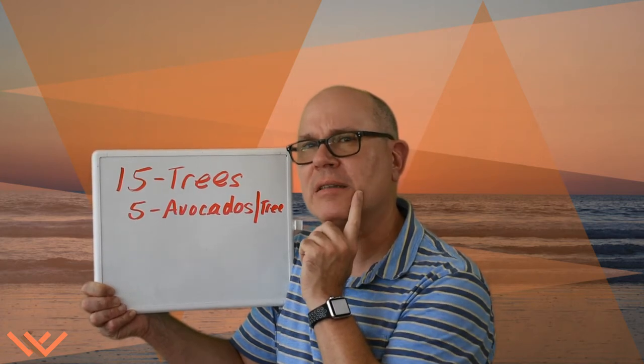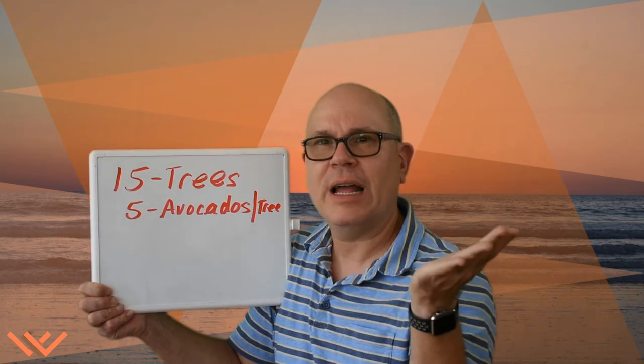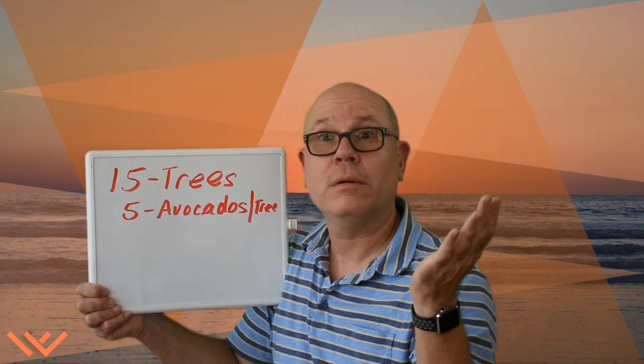What strategy would you use to figure that out? Okay, so I wrote down there's 15 trees and there's 5 avocados per tree. Where should I take this? Should I draw a picture? Should I do a standard algorithm? Or do it some other way? How would you do this?